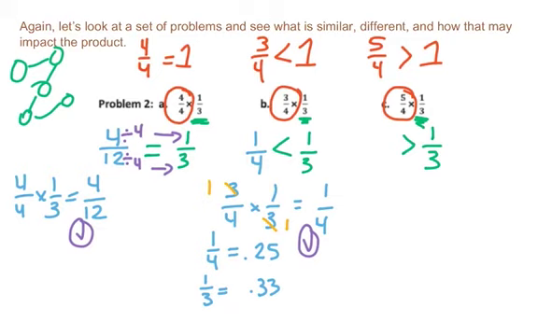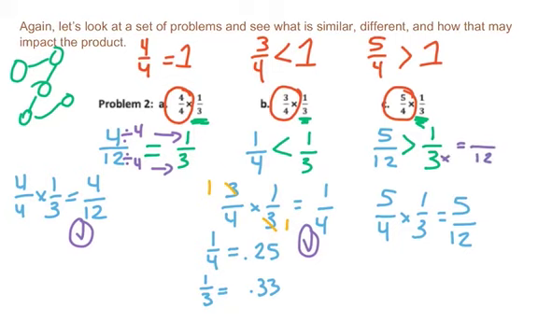And lastly, 5/4 times 1/3 is equal to 5/12. So is 5/12 greater than 1/3? Well, we would have to make equivalents, and in order to do that, we would multiply times 4 times 4. So 5/12 is actually greater than 4/12.